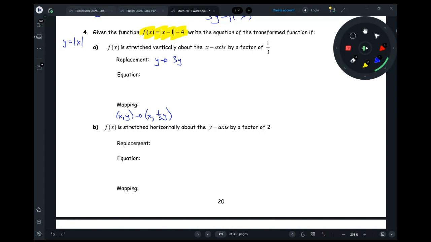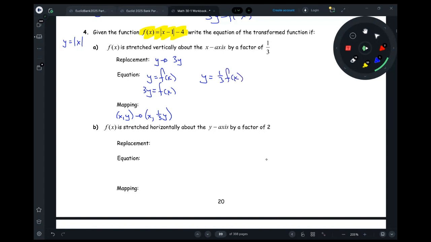Now let's go back and talk about the equation. So I've got this y equals f of x. That's the function up above it. I'm going to replace y with 3y. And now I'm going to isolate the y. So I'm going to get 1/3 f of x.